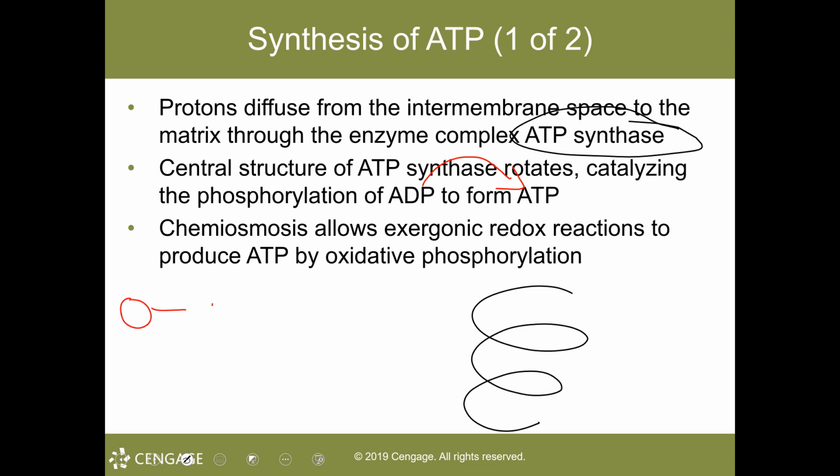diphosphate to adenosine triphosphate, using that inorganic phosphate. So chemiosmosis allows those exergonic redox reactions to produce ATP by way of oxidative phosphorylation.